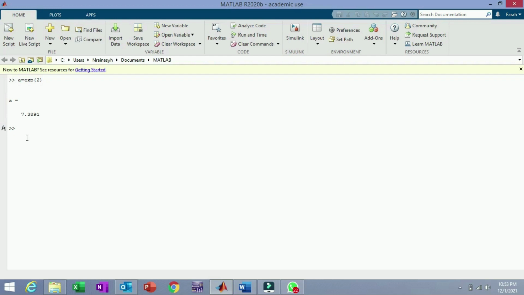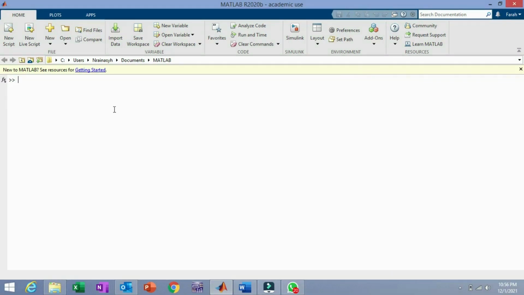Then for the next question, B equals e to the power of 3. So B equals EXP with 3 in brackets, because e to the power of 3. To complete, we press enter. Then we get the answer B equals 20.0855.